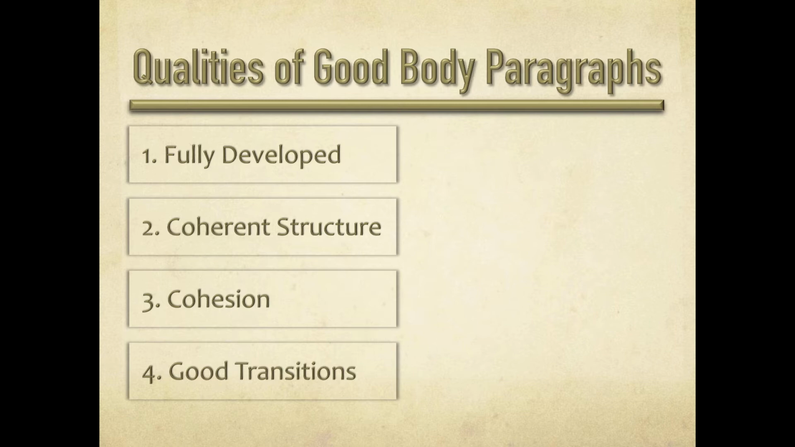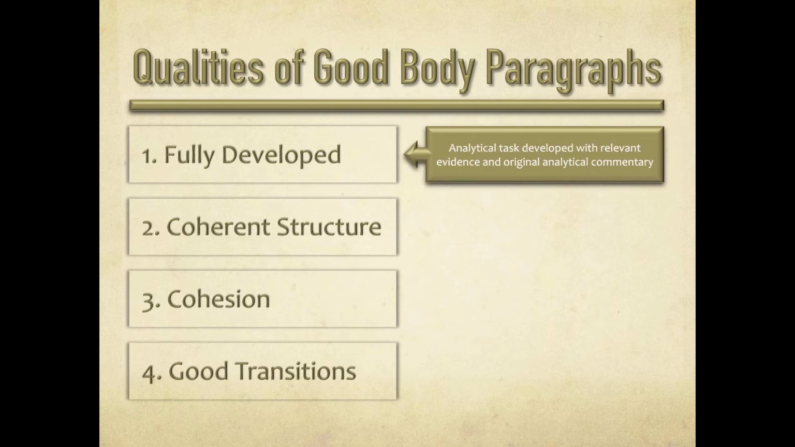So let's start with what it means for a paragraph to be fully developed. Remember that every paragraph in a literary analysis paper should develop one clear point of analysis. This means that through your own original commentary, you're revealing something that is not immediately obvious about the literature.